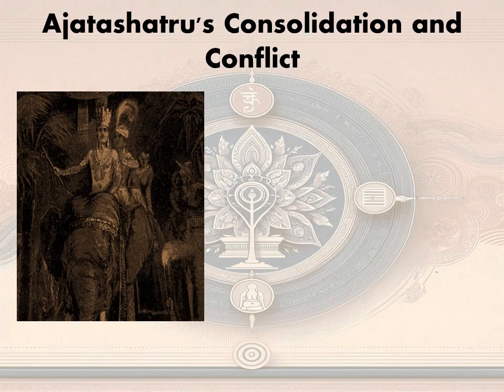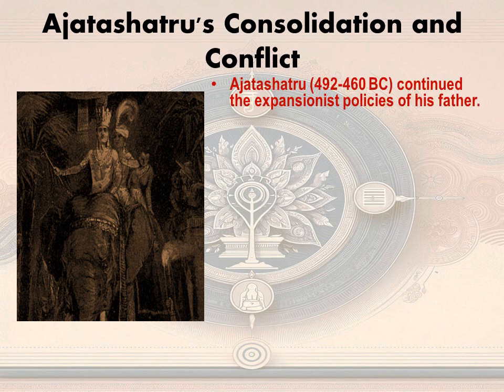Ajatashatru's consolidation and conflict. Now we will discuss Bimbisara's son Ajatashatru. How did he rule and what were his policies, and did he keep up with the expectations from the rulers of the Haryanka dynasty? Ajatashatru ruled from 492 to 460 BC and continued the expansionist policies of his father.